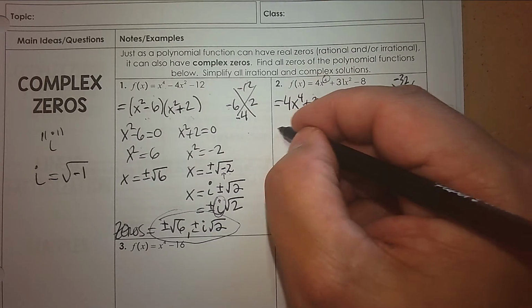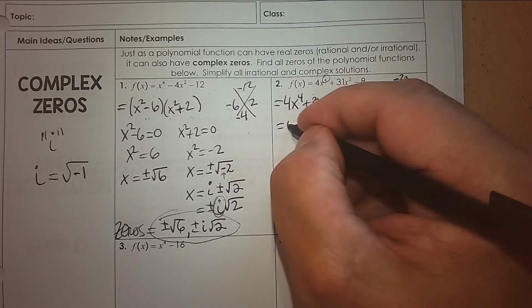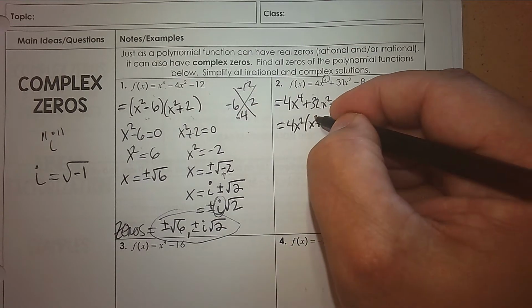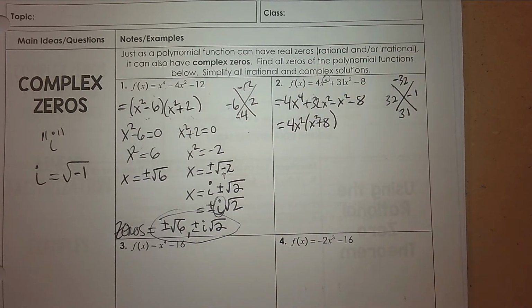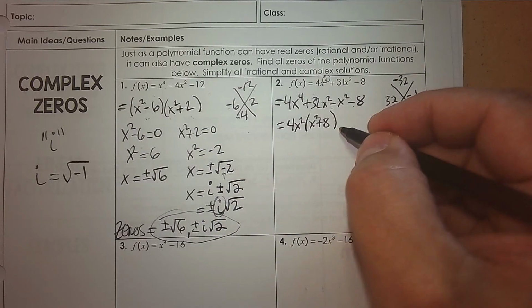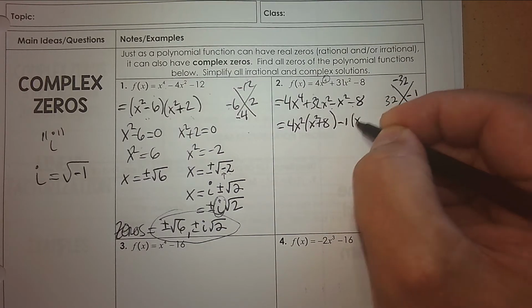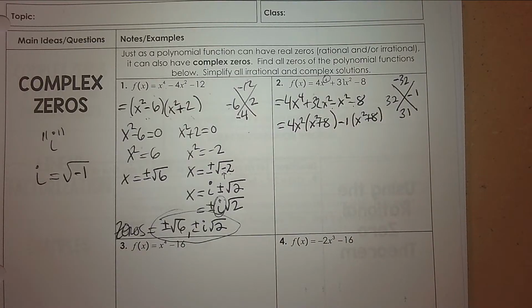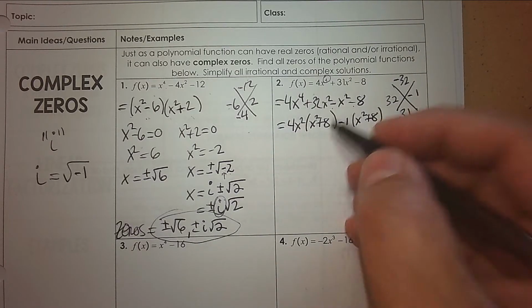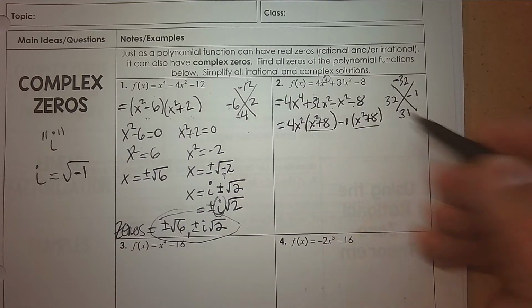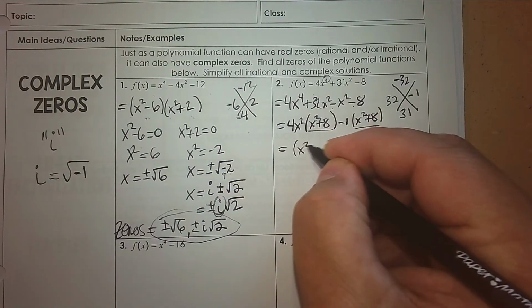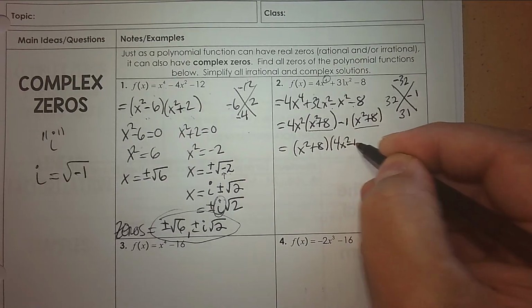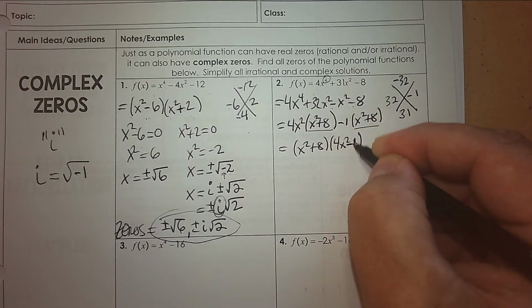If I look at the first two terms only, they have a 4 and an x squared in common. And I'm left with x squared plus 8. The next two have a negative 1 in common. And again, when you divide, you're left with x squared plus 8. This works because these share, right? So what's the common factor they share? x squared plus 8. And what's left over is 4x squared minus 1.